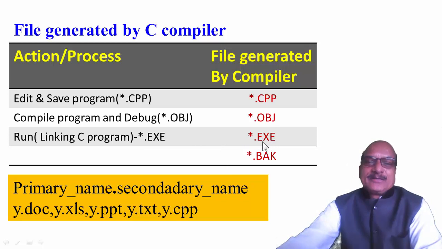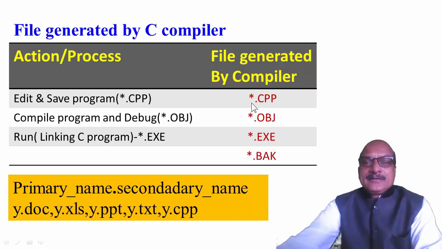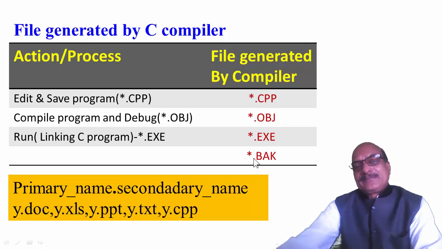It is an executable file. And when you make modifications in your original file, which you generated the first time, it will be saved as .back. It is called the backup file. So in C language programming, when you are using a C language compiler, for every program these 4 files are generated: .cpp, .obj, .exe and .back. And the primary name will remain the same.